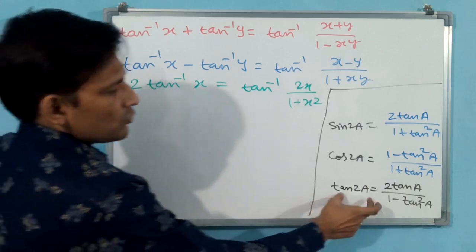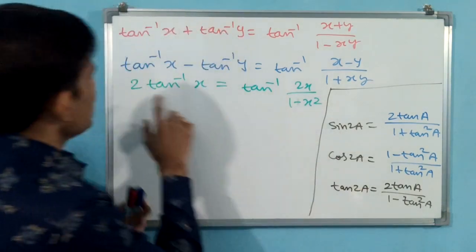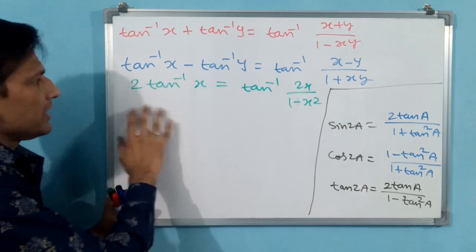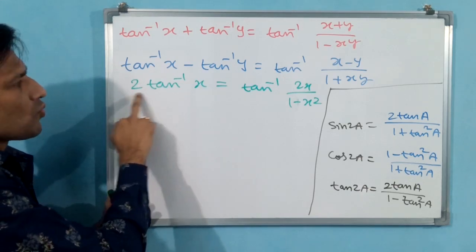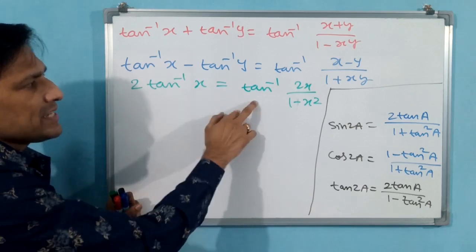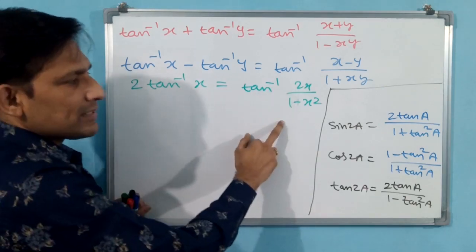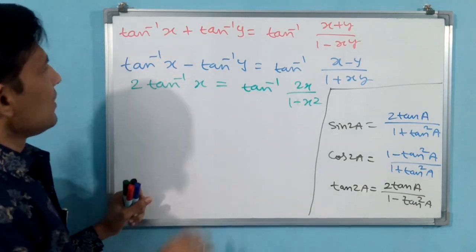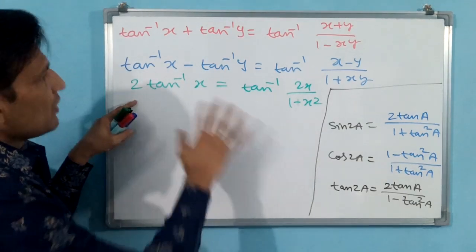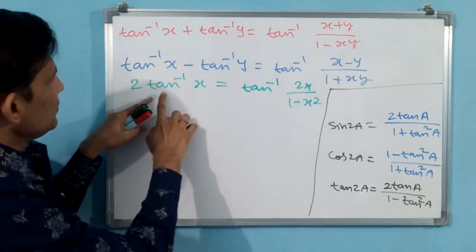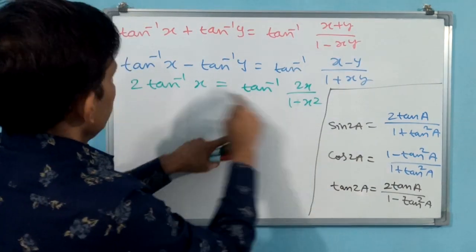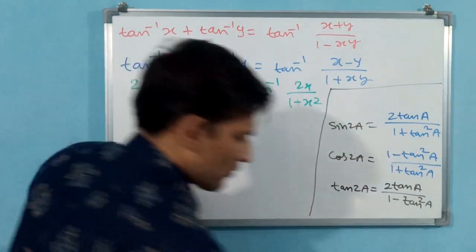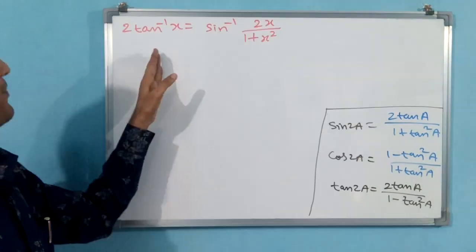Why? Because in this 2 tan a by 1 minus tan square a we have already used it for tan. Now what we show is 2 tan inverse x, the same, but rather than tan inverse 2x we write sin and cos. That also we have to show the proof. I am going to rub these three, but for tan I have shown already. I want to show it for sin and cos. Sin and cos I am going to show proof. Now I am going to remove this.